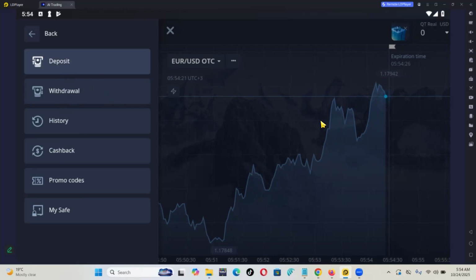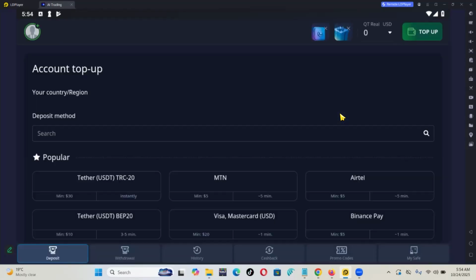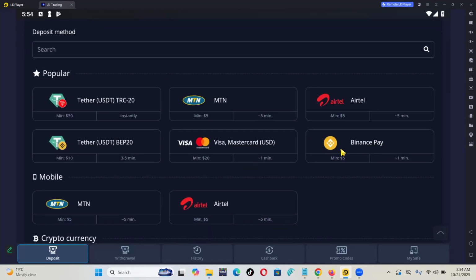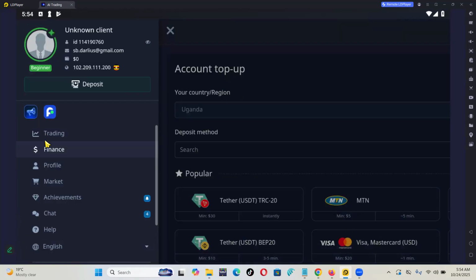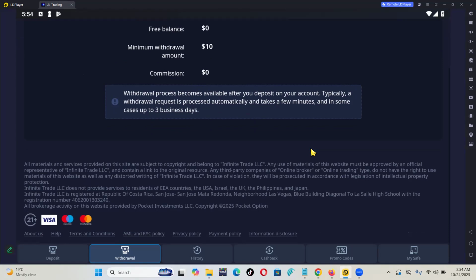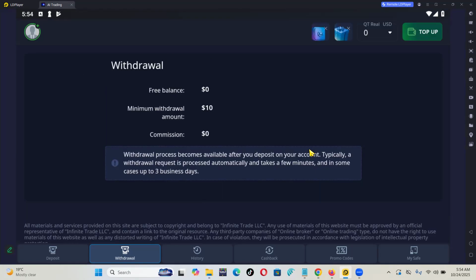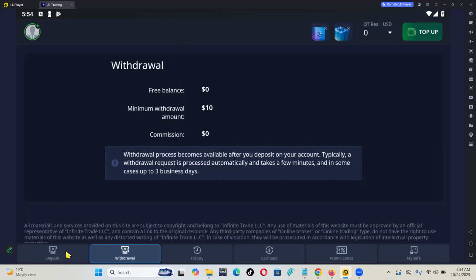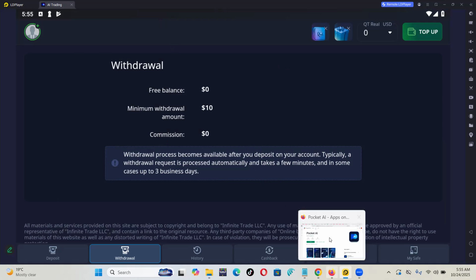Depositing depends on where you're coming from. Where I'm coming from, I have Airtel, I have MTN, and I can do Binance and all that stuff. When I go for withdrawals, I believe you can do the same. The minimum is around $10 if you're going to withdraw money, and that is it. You can check out other sections and all that. The app actually looks simple.